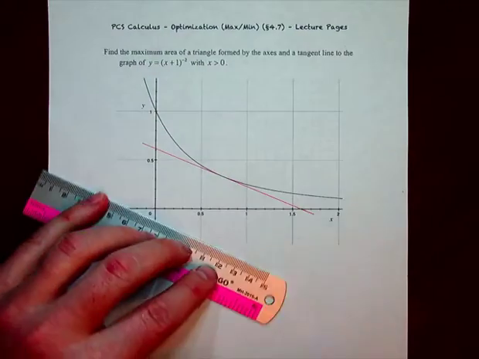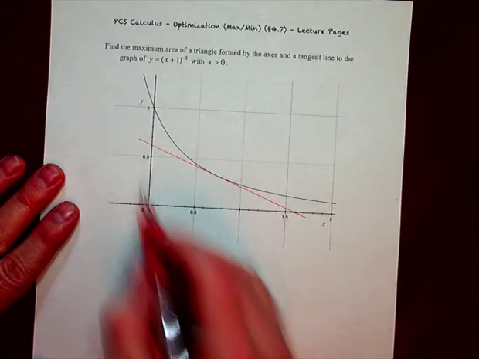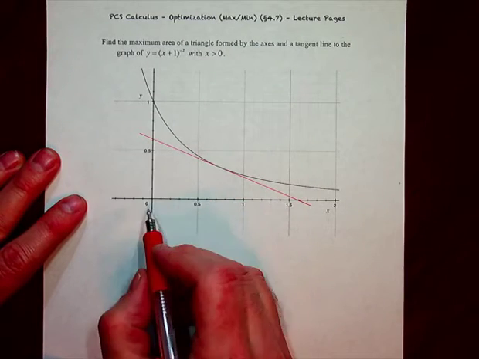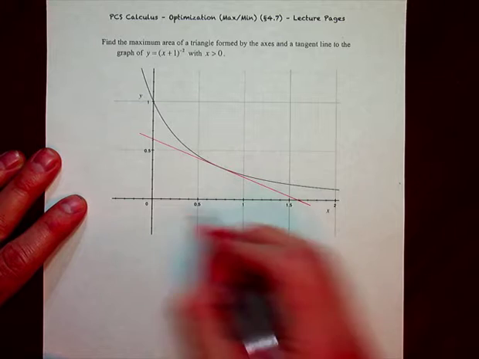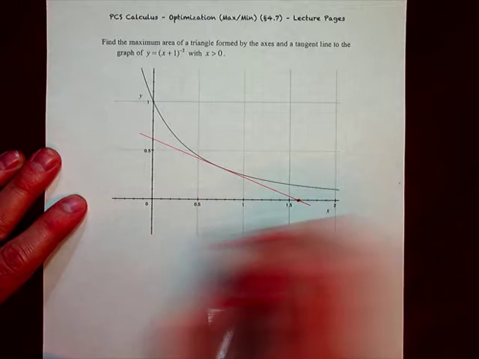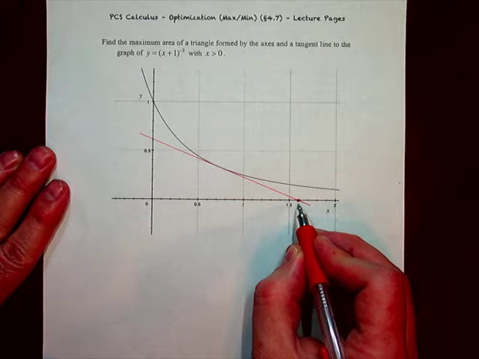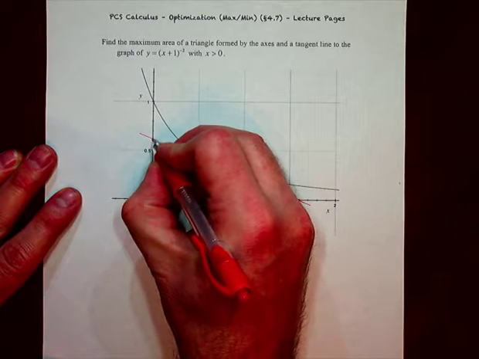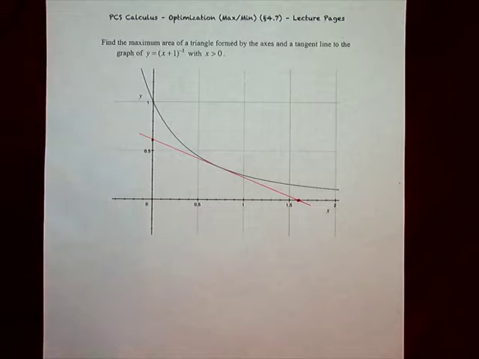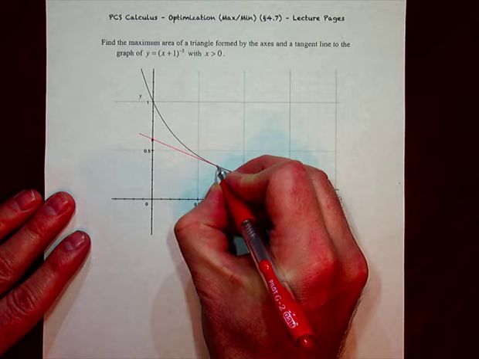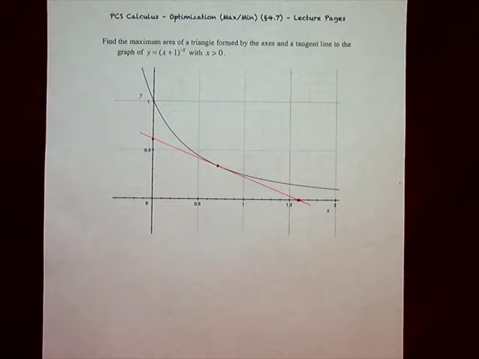okay, we know basically that we have a triangle and it's going to be 1/2 base times height. And the base is formed by the distance from the origin to the x-intercept of the tangent line. And the height is going to be the distance from the origin to the y-intercept of that tangent line. But of course, the tangent line is determined by neither of those. The tangent line is determined by the point of tangency.